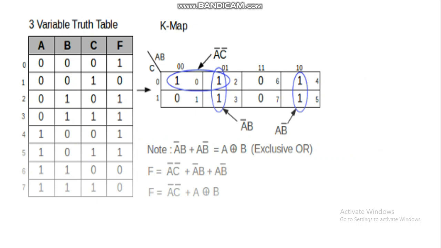Similarly, for cell number 2 and 3, the common values are A bar B, that is 0 and 1. After finding out the terms, we will do the OR operation, and the final expression is arrived at. So it's very simple to identify the Boolean expression without doing much calculation, or without remembering the Boolean algebra rules. That's why K-maps are very useful and utilized in many combinational circuit designs. Thank you.